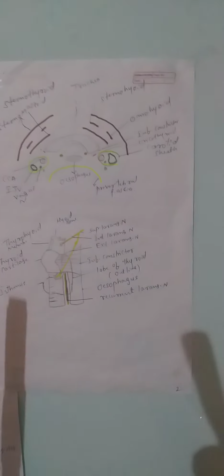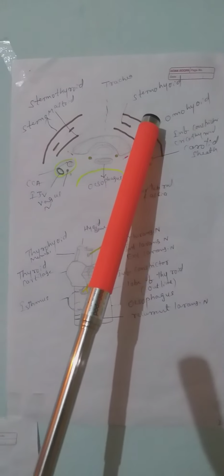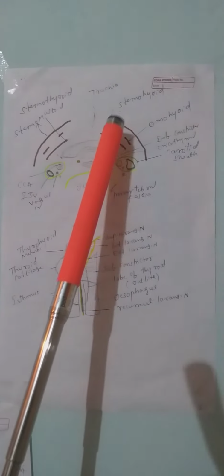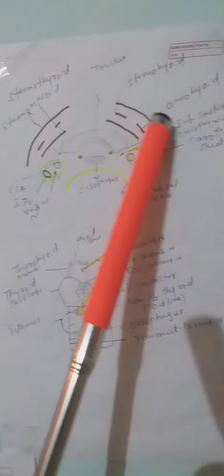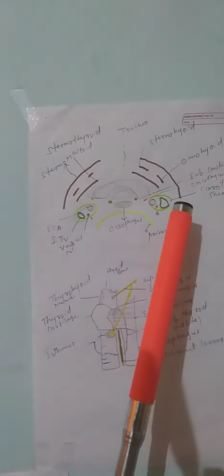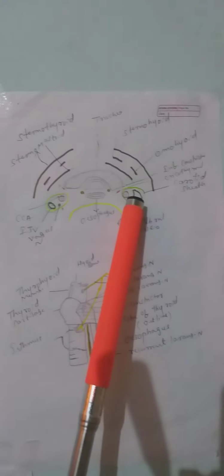Well, now we'll see the relations. The superficial relations are lateral: the sternohyoid muscle and the sternothyroid muscle, overlapped by the sternomastoid muscle. Medially you can see 2 tubes, the trachea and esophagus, and 2 muscles, the inferior constrictor and cricothyroid. And posterolaterally, you can see the carotid sheath, which has the common carotid artery, internal jugular vein, and vagus nerve.